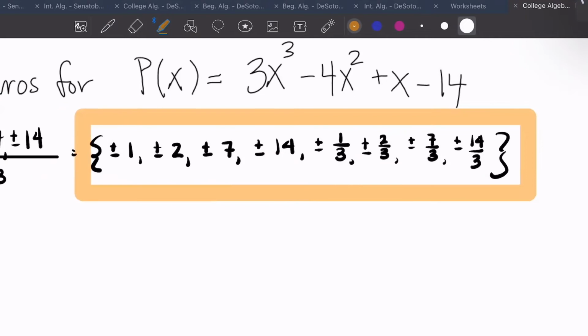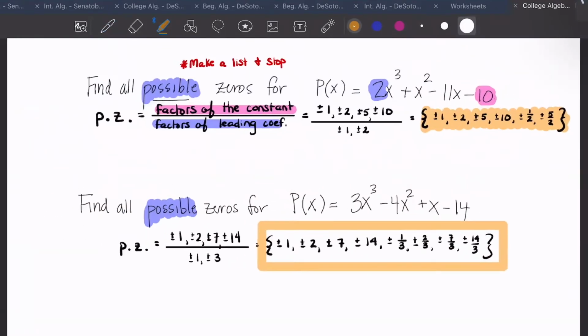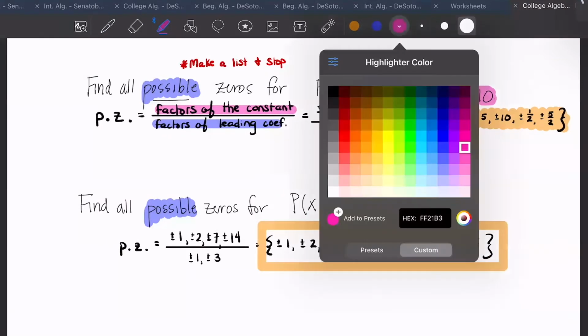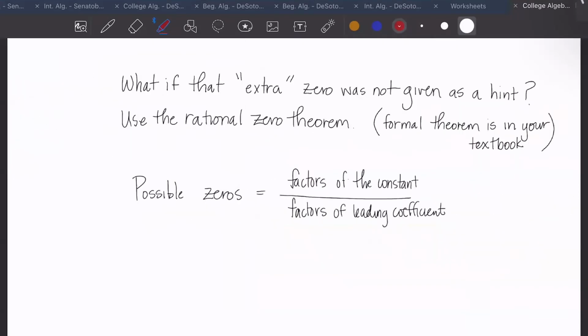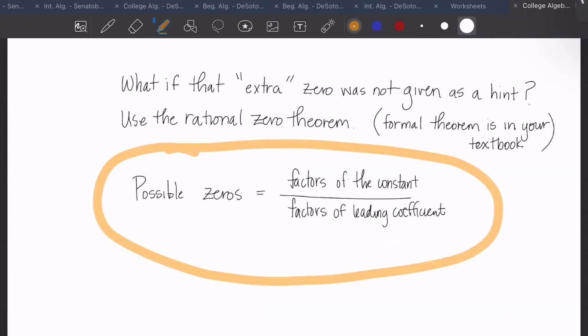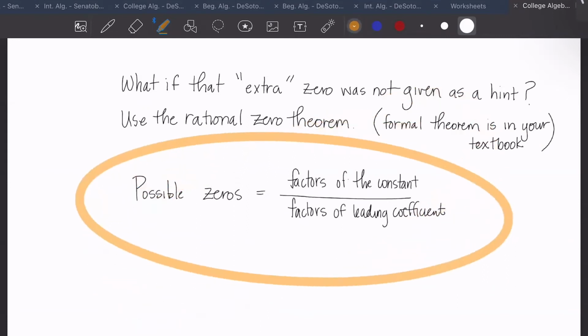Remember, when I ask for all possible zeros, you make a list and stop. I'm not saying those are all the zeros. I'm just saying those are all the possible ones. And that is using the rational zero theorem.